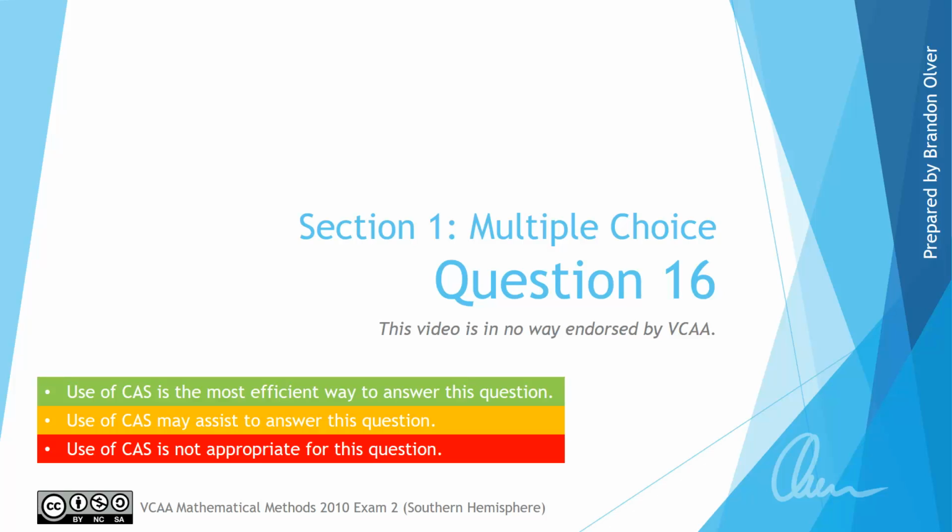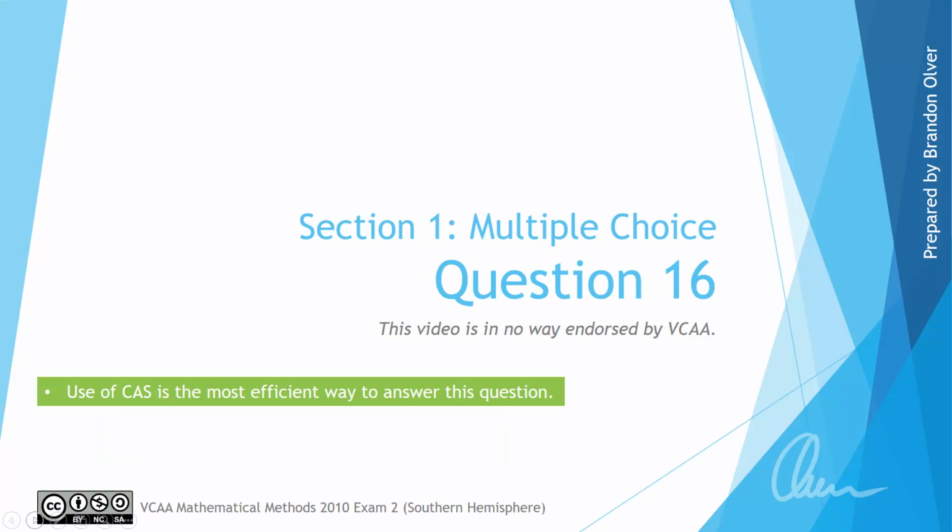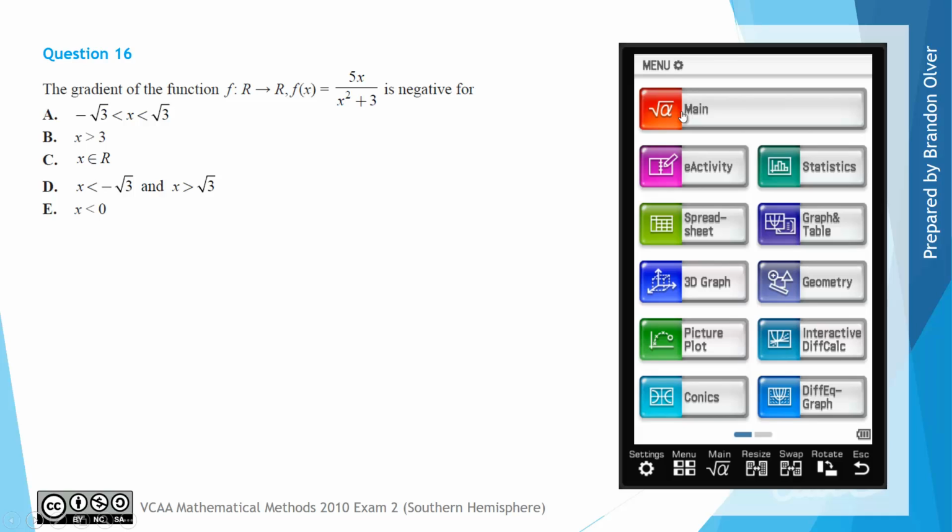Before we move on, I'd just like to point out that the use of a CAS calculator is an efficient way to approach this question. For question 16 we are asked: the gradient of the function f with a domain of all real numbers, with rule f of x equals 5x divided by x squared plus 3, is negative for one of the following options.